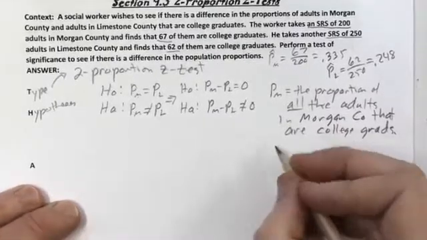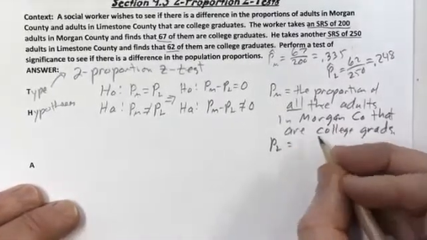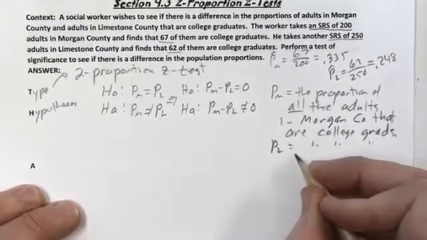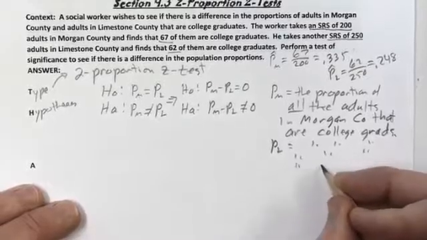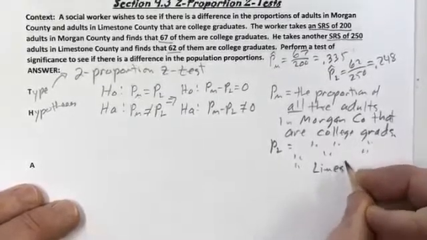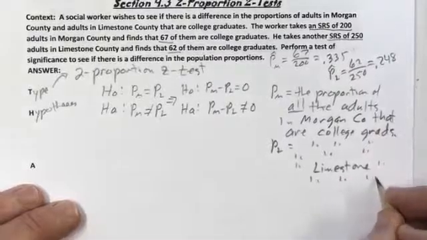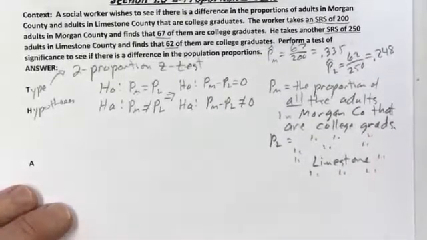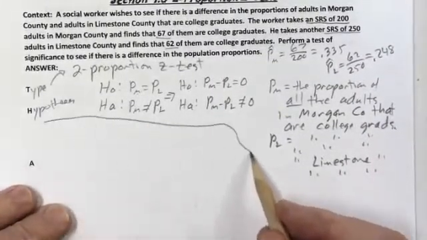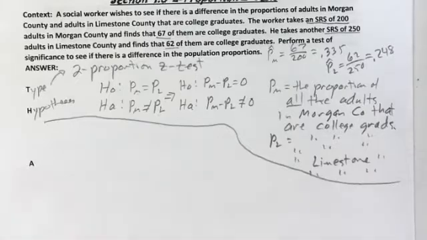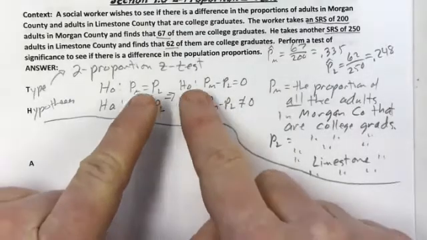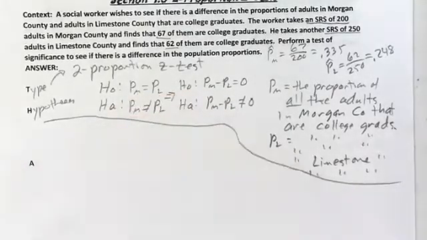Okay, and then p sub L, and it's perfectly fine to use ditto marks, the proportion of all the adults in Limestone County that are college graduates. So that works right there. So that's your hypotheses. Anytime you do these two proportion z-tests, it's always going to be the two proportions are equal. All right, there we go.